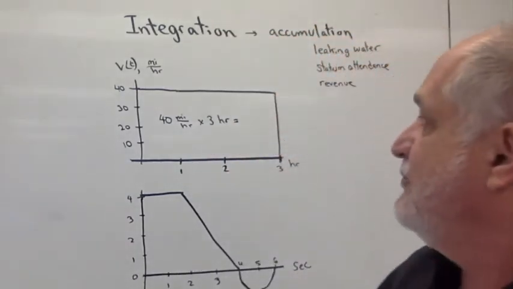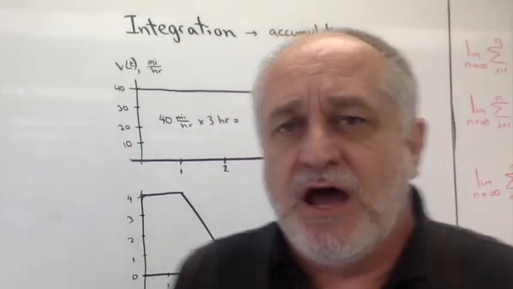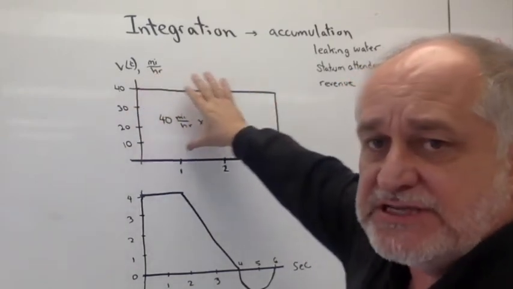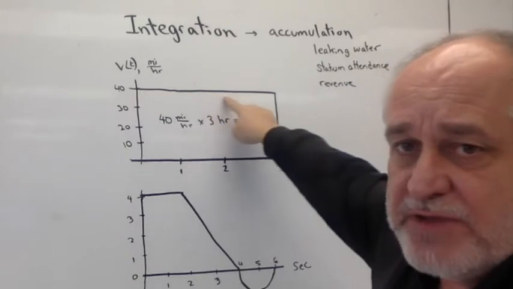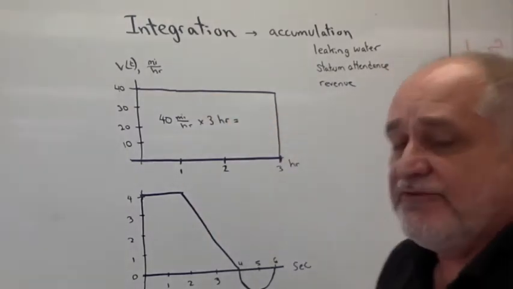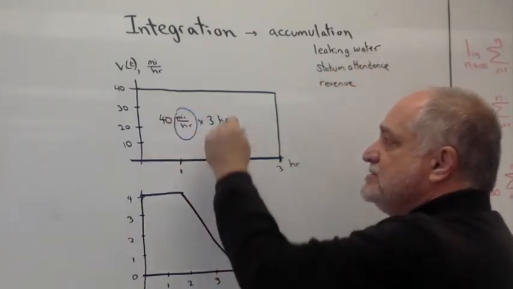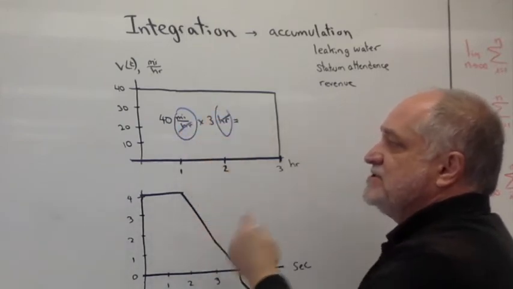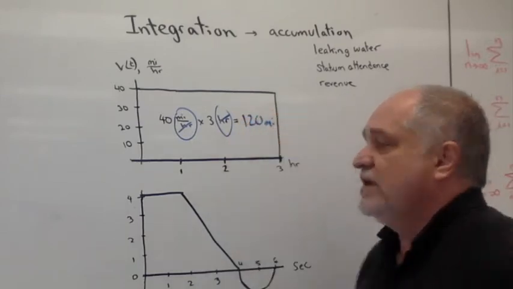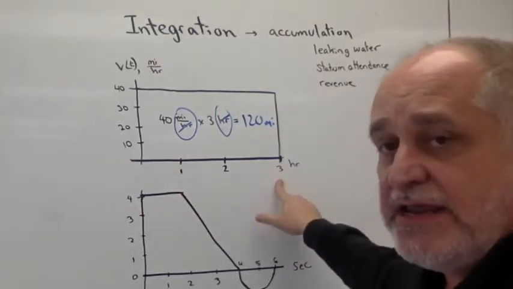Like if we had a function of velocity and we wanted to accumulate distance, we could do this graphically by considering a 40 mile an hour velocity function. We've got somebody moving along at 40 miles an hour for a fixed amount of time. If we calculate the area of this, notice that we've got 40 miles per hour times 3 hours. The hours cancel out and we have 120 miles. Okay. The 120 miles is our distance from time 0 to time 3.